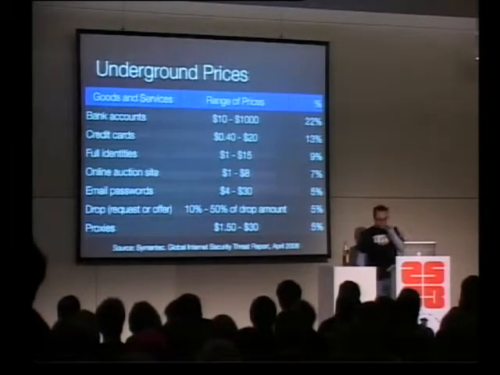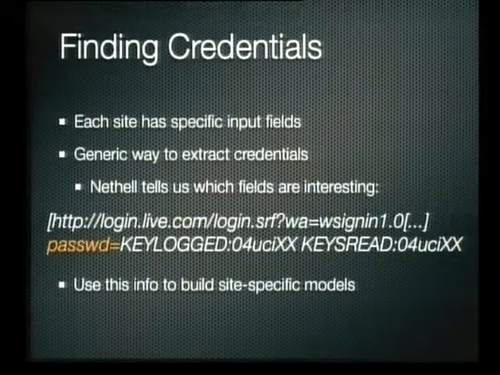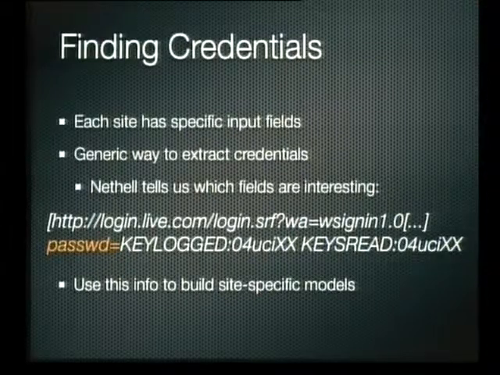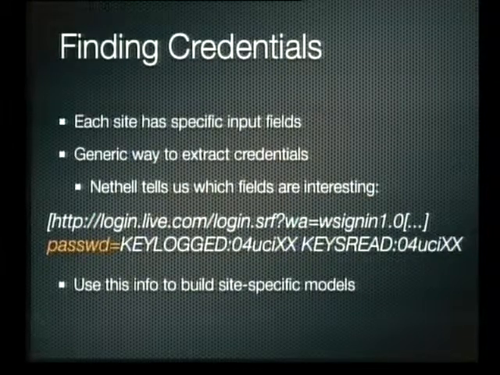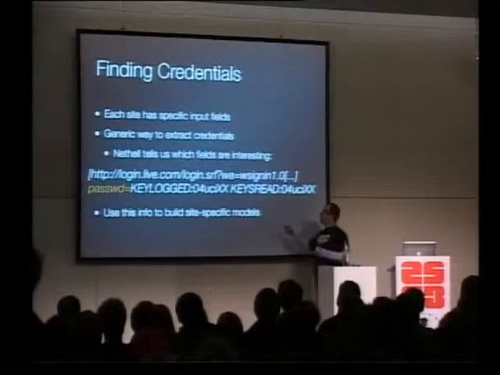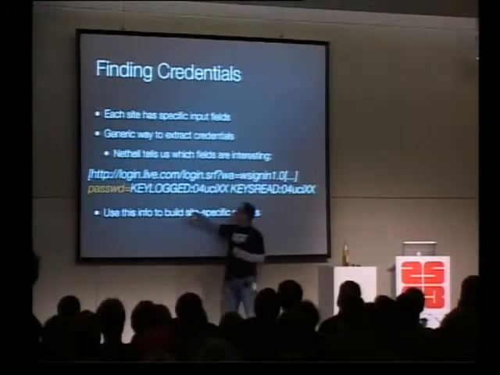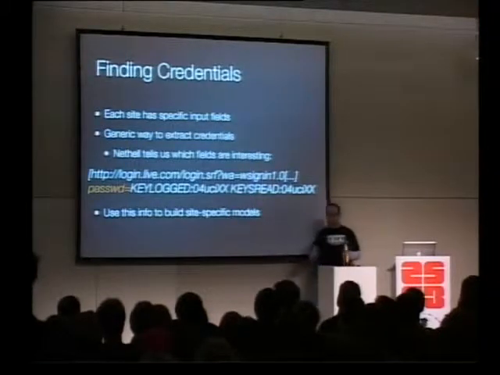So we have those 33 gigabytes of data, and now the challenge is how do we find the credentials? How do we know what's interesting? What is actually a username? What is a password? Since we want to do this in a rather generic way. Fortunately, NetHell helps us here. As we've seen earlier on, it basically always annotates. Once it's found something, it annotates it with the keys locked and the keys read keywords.